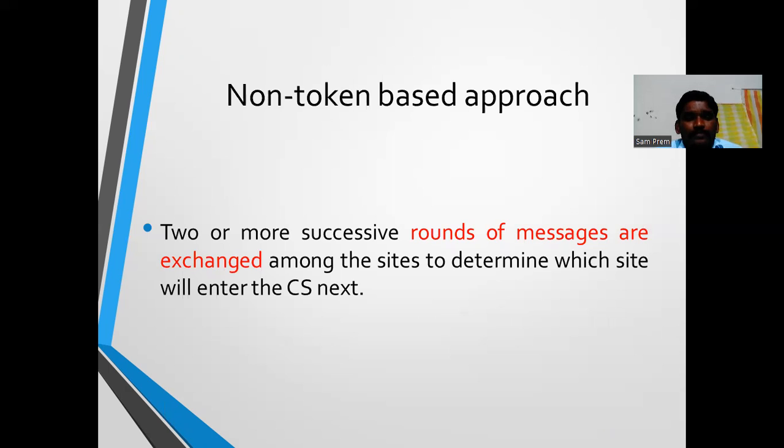Another one, the non-token based approach. The non-token based approach is where there is no token. So we are sending messages to the processes. Two or more successive rounds of messages are exchanged among the sites to determine which site will enter the critical section next. That's the non-token based approach.